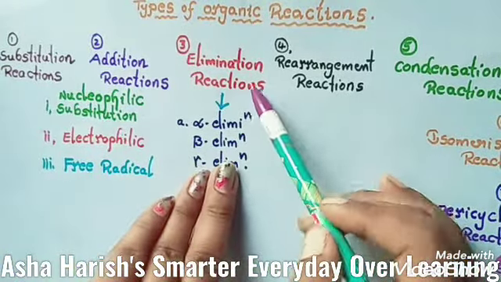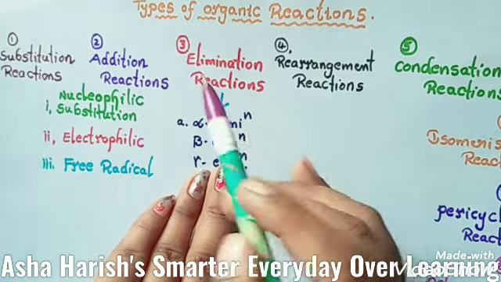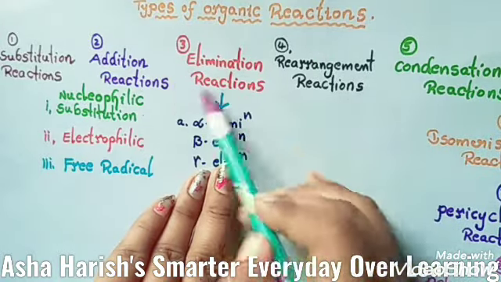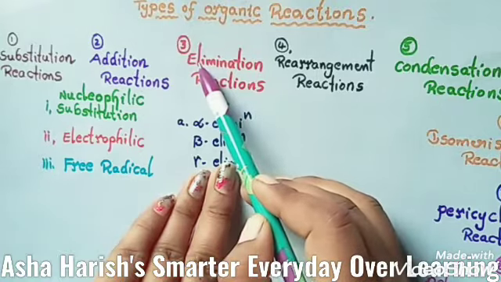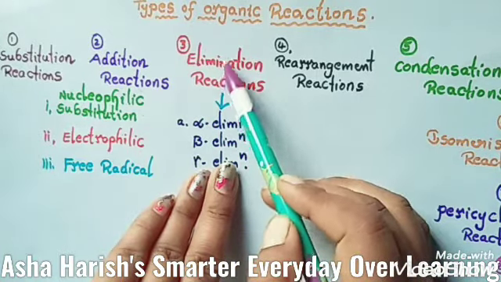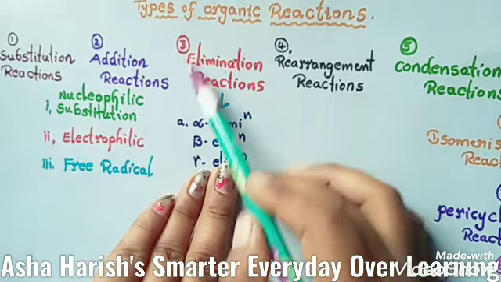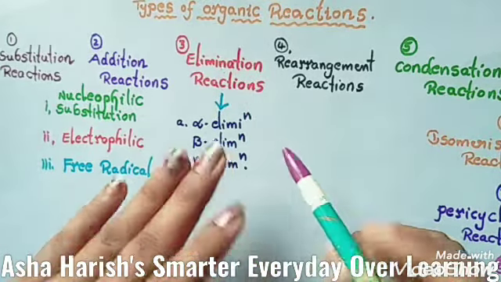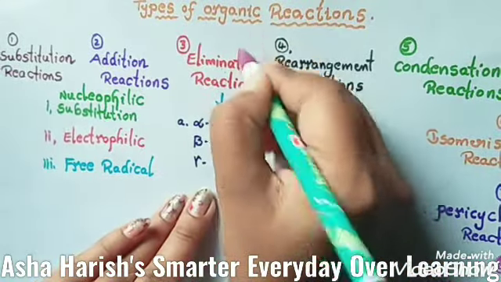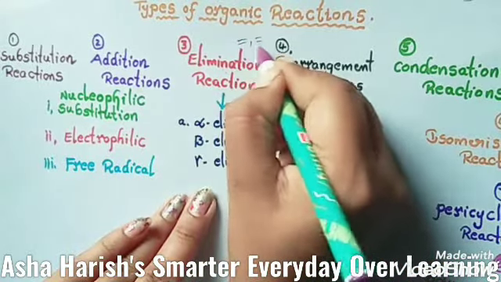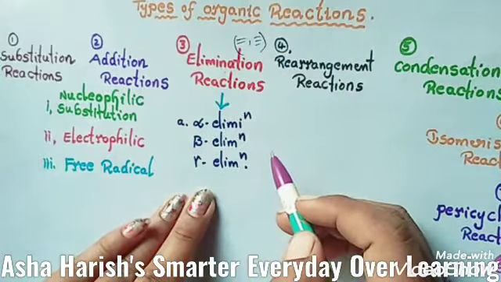Right, and the third type here we have is elimination reactions. An elimination reaction is one that involves the loss of two atoms or groups of atoms from the same or adjacent atoms of a substance, leading to the formation of a multiple bond. Multiple bond you know very well, either a double bond or triple bond. These two are the multiple bonds.